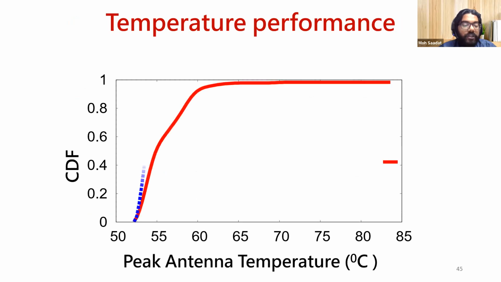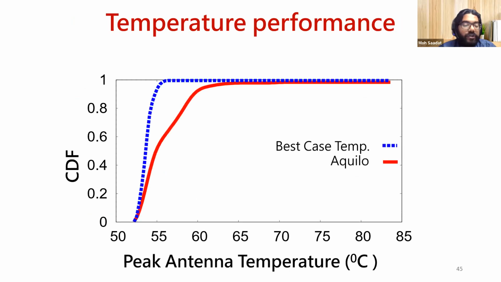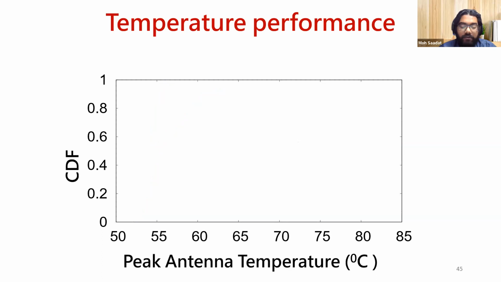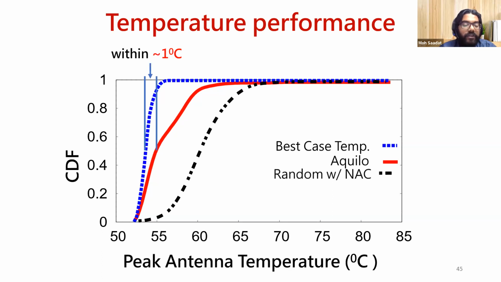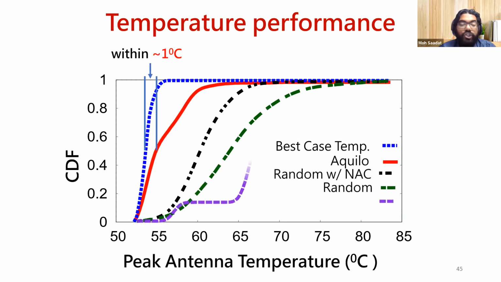We first compare Akilo with the best case scheduler. We see that Akilo achieves temperature reduction within 1 degree of the best case, most optimal scenario, in a median case. Then we compare Akilo with the other antenna schedulers, showing us clearly how much temperature reduction improvement can be achieved by Akilo over the other schedulers.